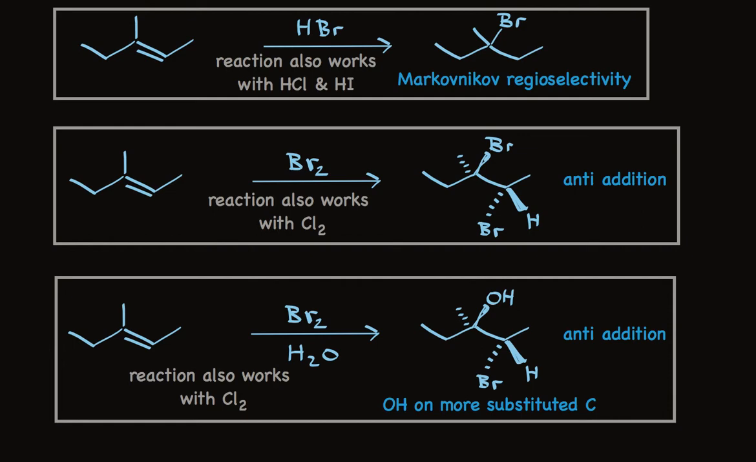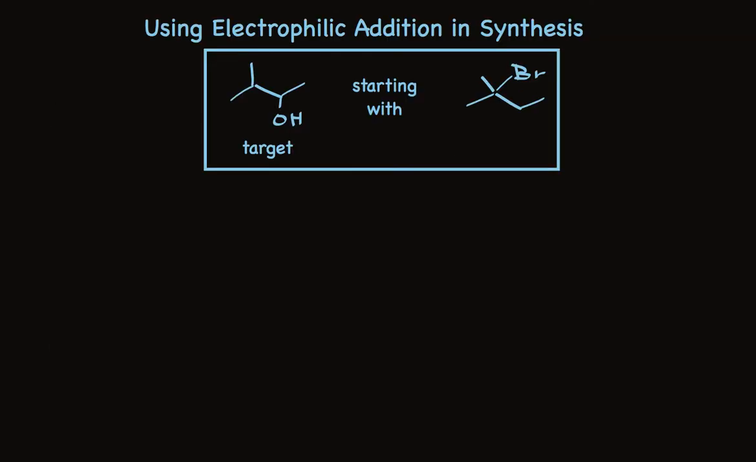Okay, so here we are. These are the reaction facts. Let's get a little experience applying those to synthesis. Suppose we need to make this secondary alcohol, starting with the bromide as shown here, a tertiary alkyl bromide.